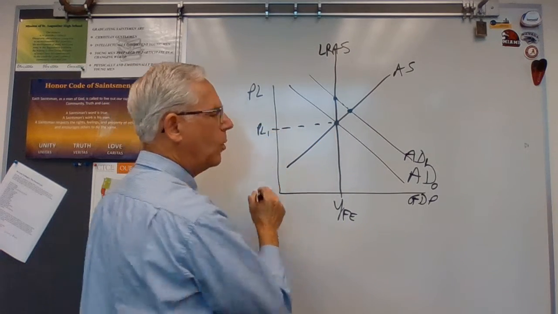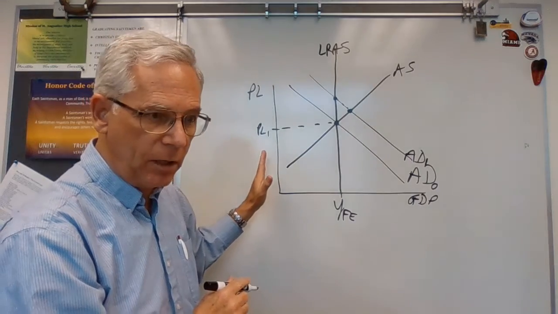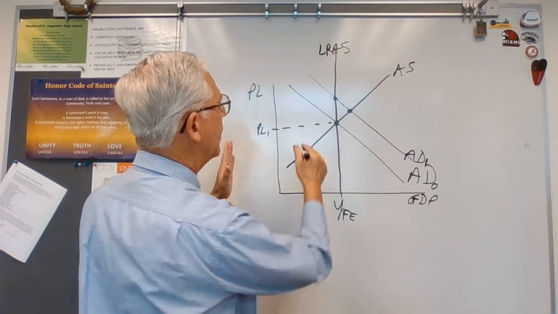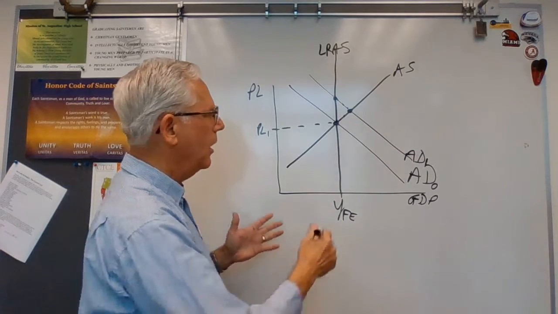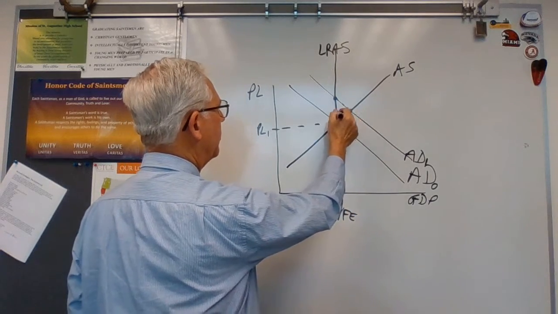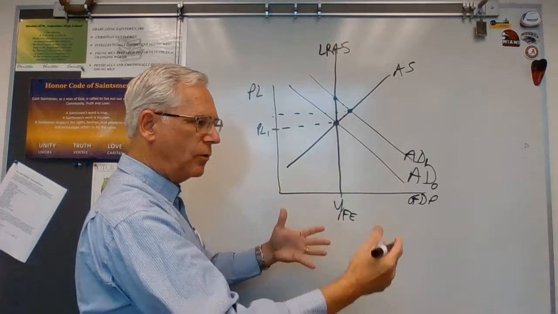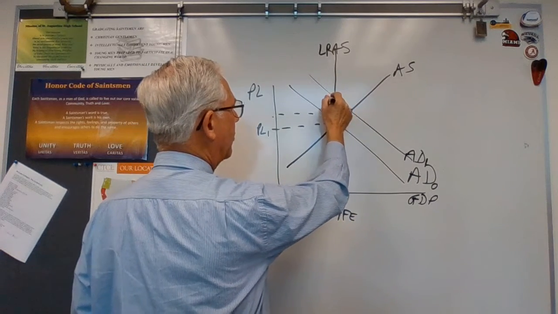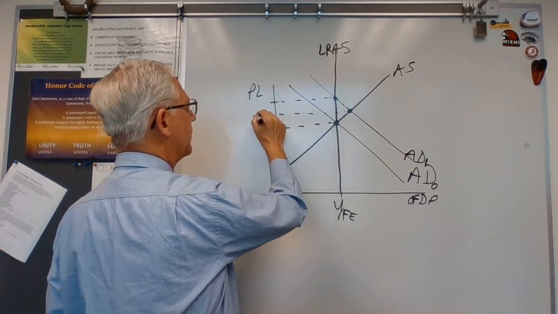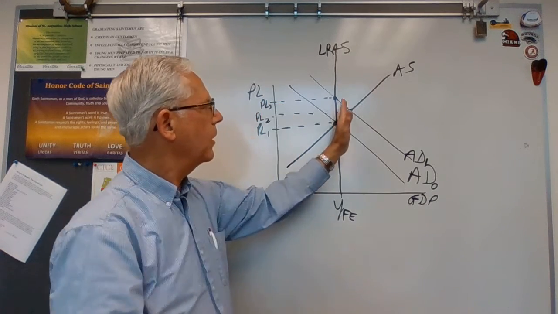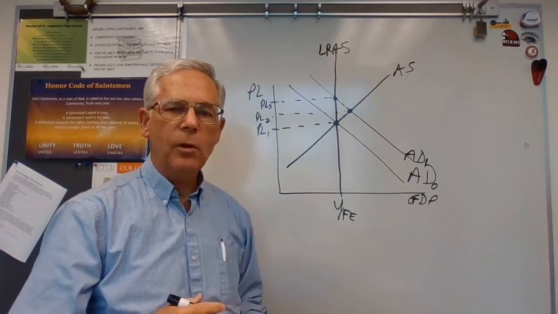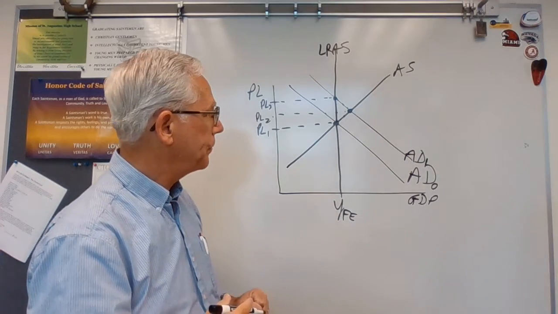Here was PL1, and I'm using PL instead of P. The book just uses P. PL1, that was initial equilibrium. We got demand pull inflation. We went to price level 2. Then input prices started to increase, and we went all the way up here to price level 3. PL2 and PL3. Okay, we wound up with a significant amount of inflation.